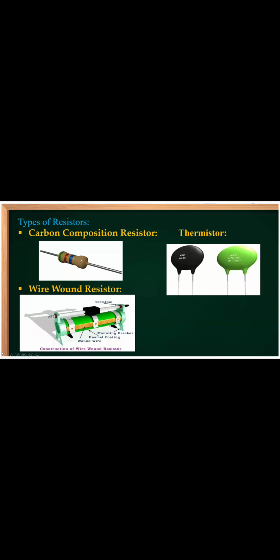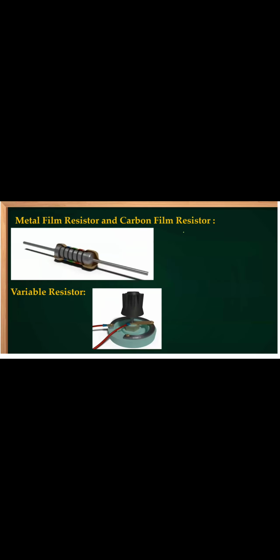What are the different types of resistors available? There are carbon composition resistors, and a thermistor is also a resistor. Wire wound resistors. Practically there are so many types of resistors available. Metal film resistors and carbon film resistors. There are variable resistors, and there is a non-linear resistor or varistor. Light dependent resistor, that is LDR, students. Each resistor has its own behavior. There are different types of resistors present.